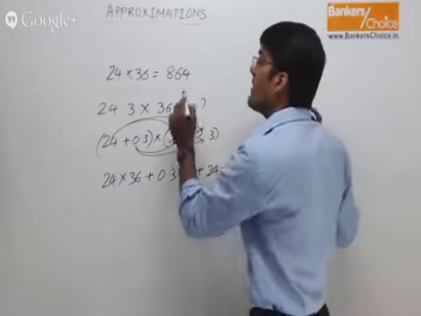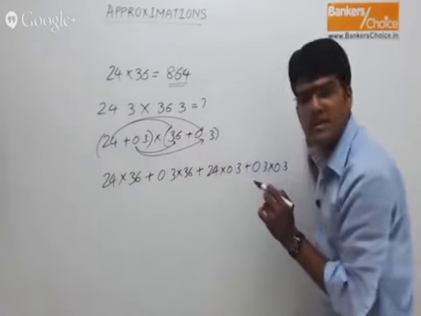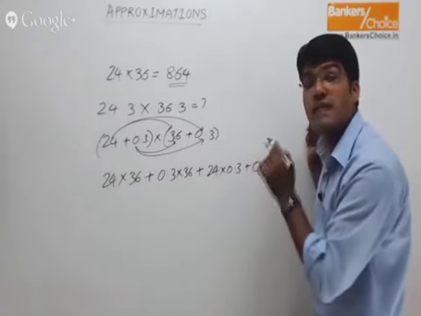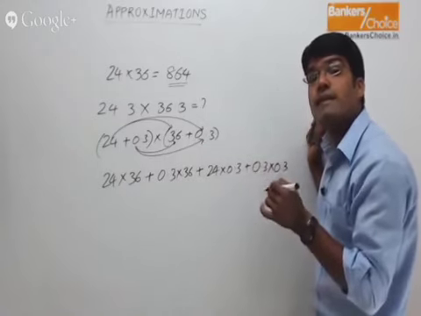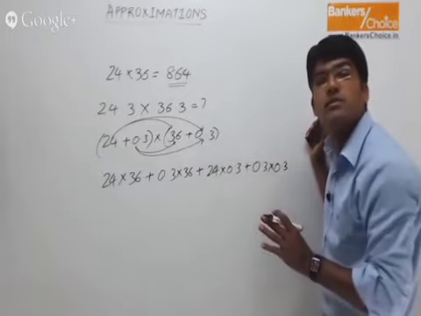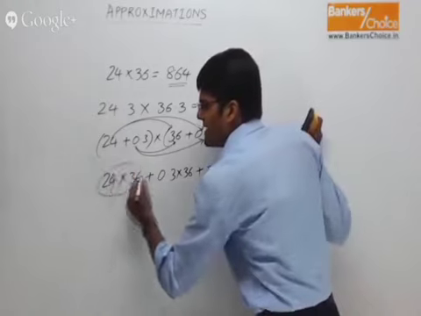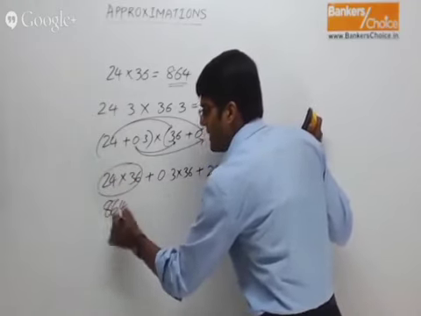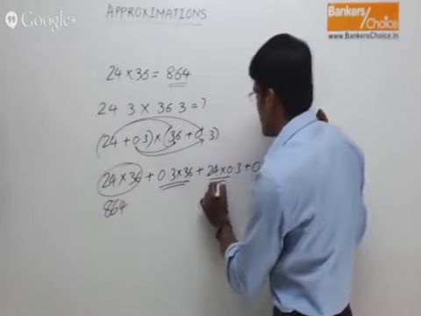Now look at this. What have we actually done? We have considered it to be approximately 864. So if there's only one option, you know the answer. But how do you get the answer when more than one option satisfies the range of 864 there? 24 into 36 is 864. This anyway we know. We need to take care of the remaining terms.